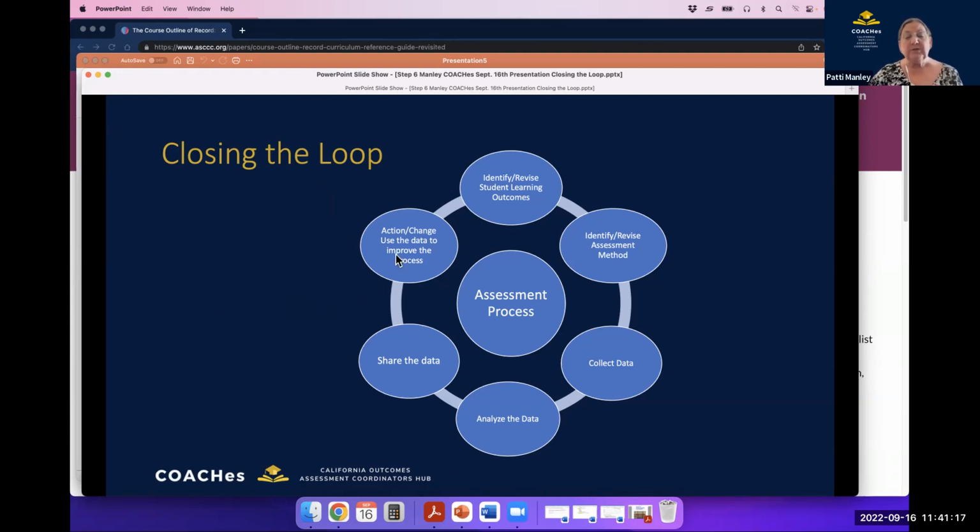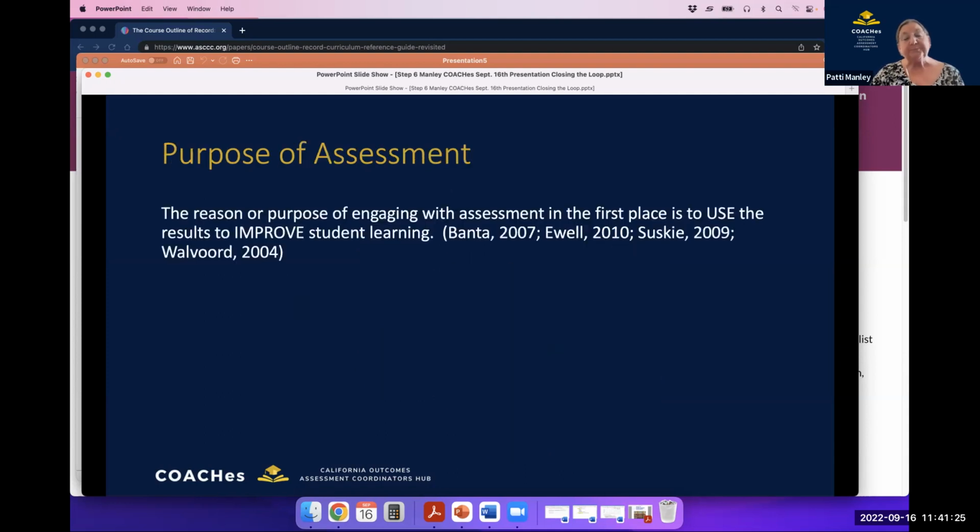And then you're also going to take action. And that's what closing the loop is, taking action, taking those next steps, if you will. And we always have to keep in mind that the purpose of assessment is to improve student learning. That's the reason why we're doing this in the first place. So if we create our outcomes, we create our assessment methods, we give the assessments, we collect the data, we analyze the data, and we don't do anything with it, then we're not really making that effort to improve student learning. And that's what we really need to keep going back to. What's the whole purpose of assessment?